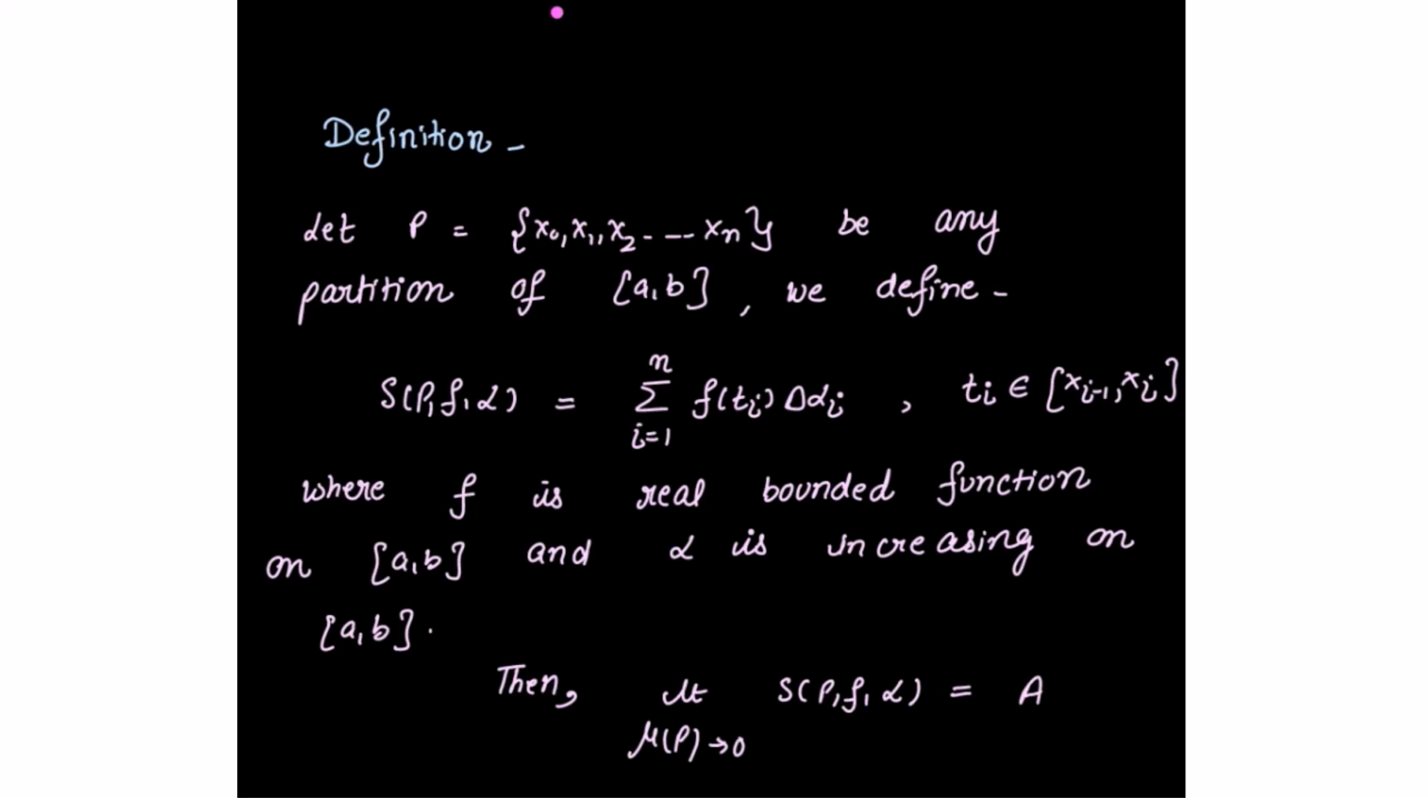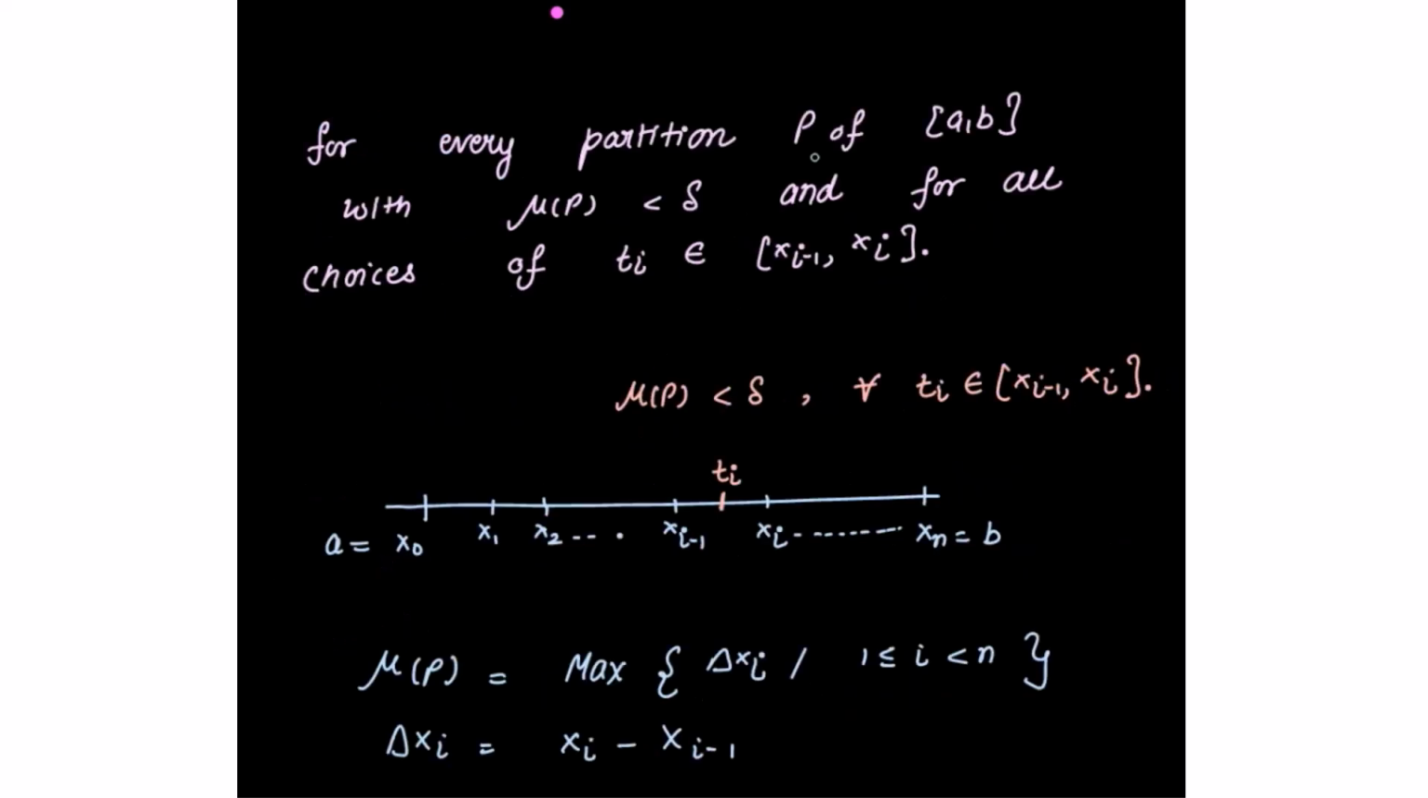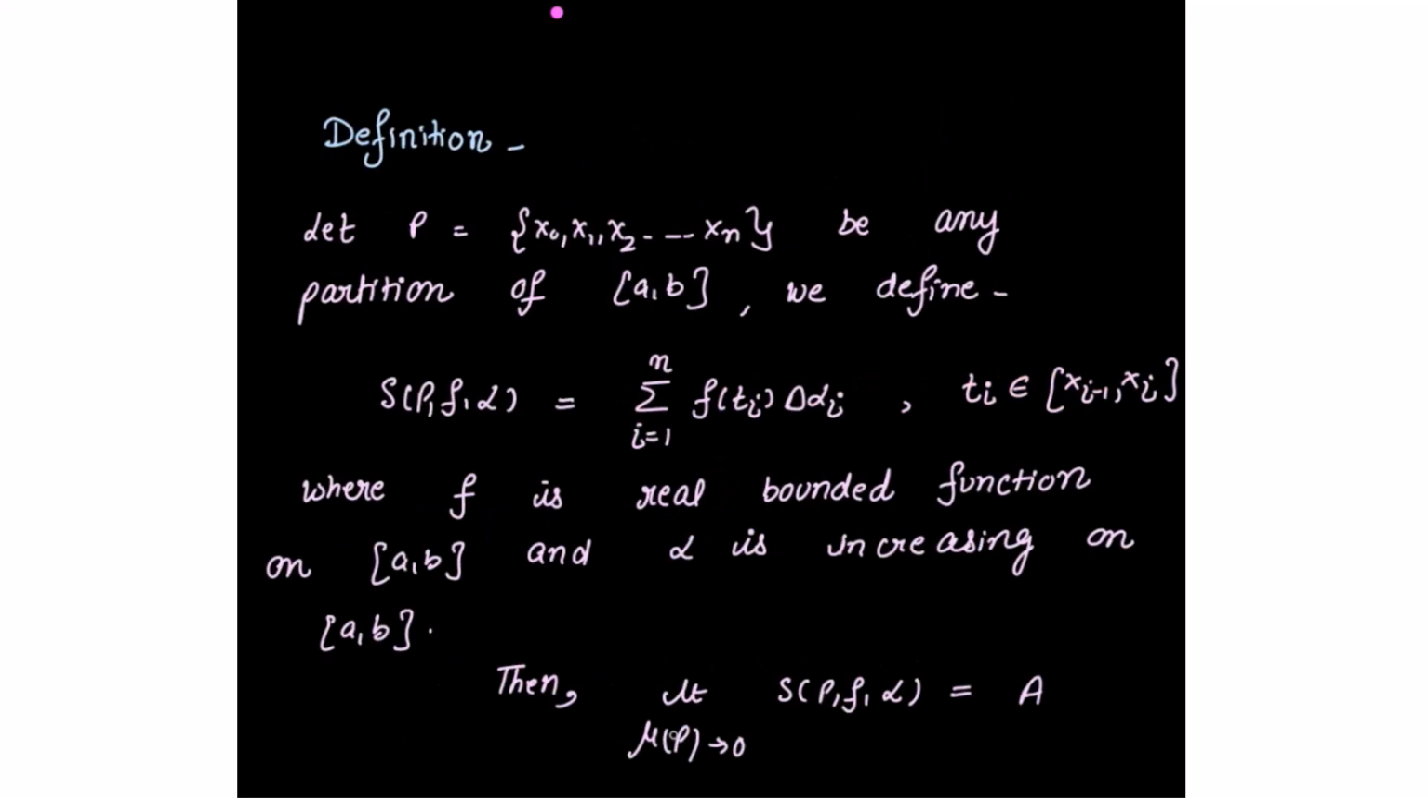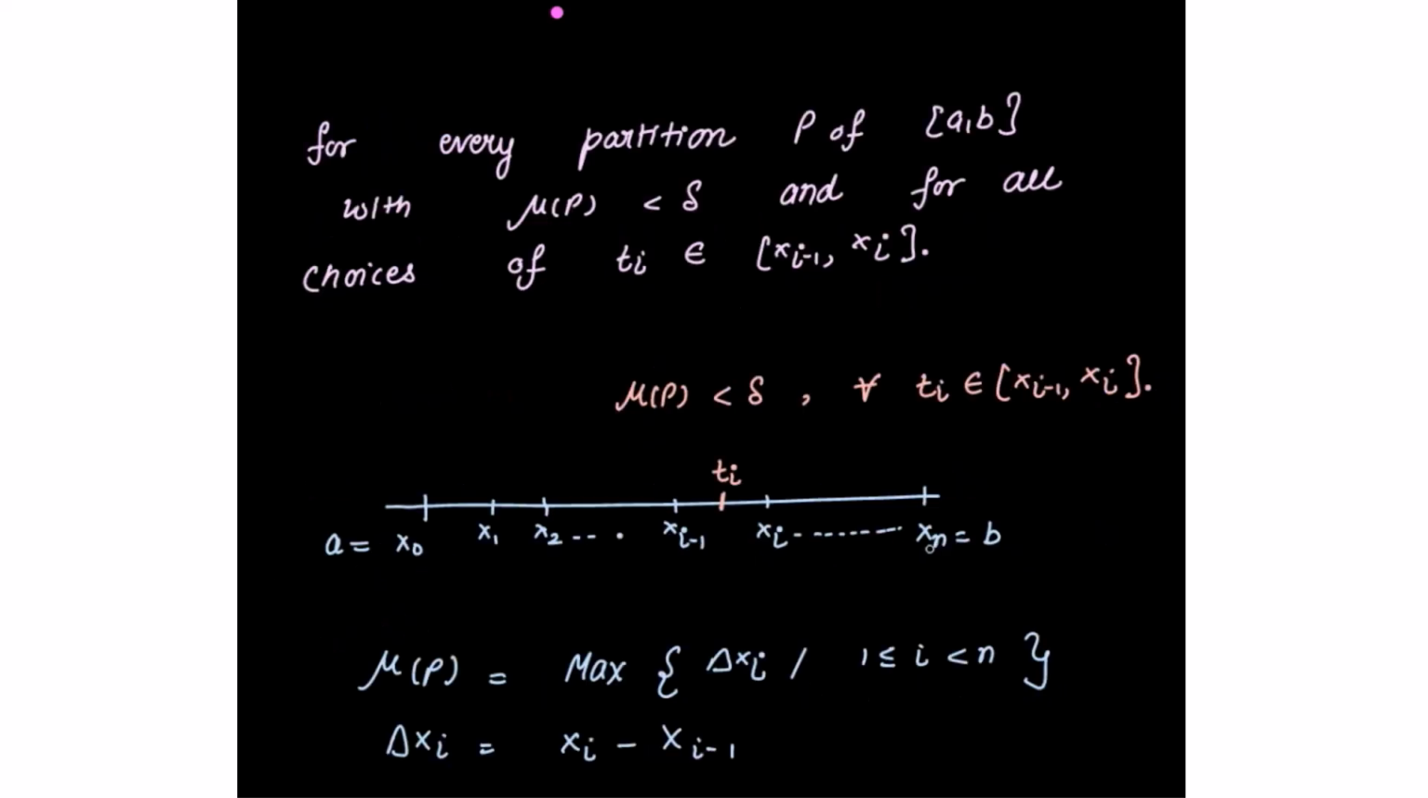μ(P) is the mesh of P, right? Which means for every partition P of the closed interval [a, b] with μ(P) less than δ and for all choices of t_i belonging to [x_{i-1}, x_i], the limit as μ(P) tends to 0 of S(P, f, α) will be equal to A. Now here, this is your interval, the closed interval from a to b, and this t_i belongs to the closed interval [x_{i-1}, x_i].